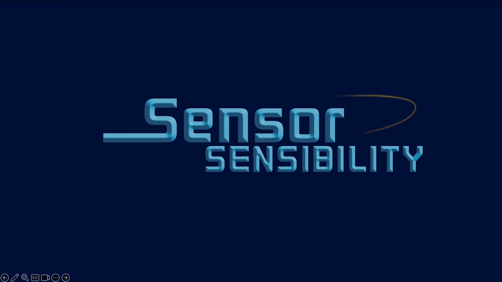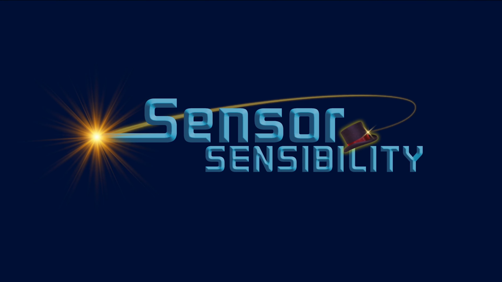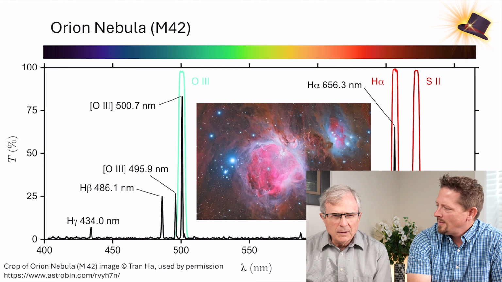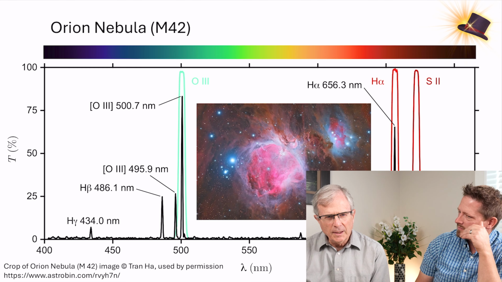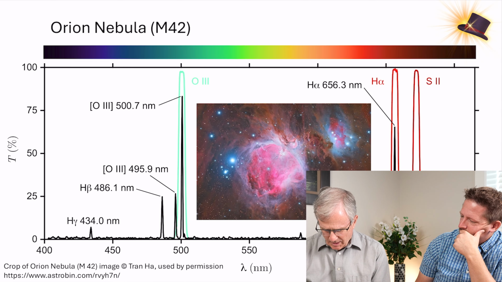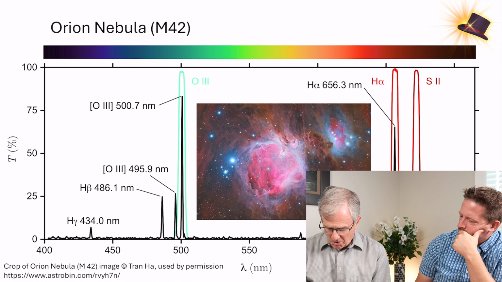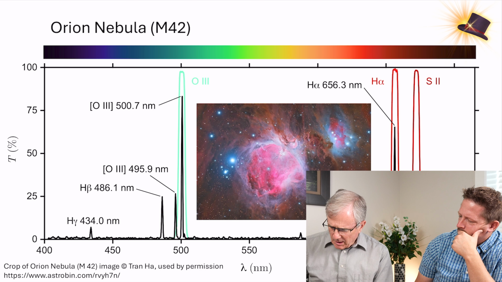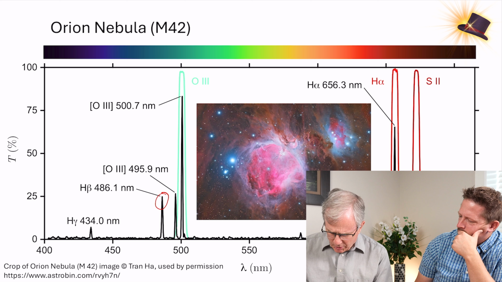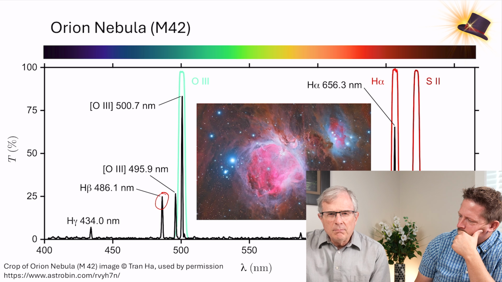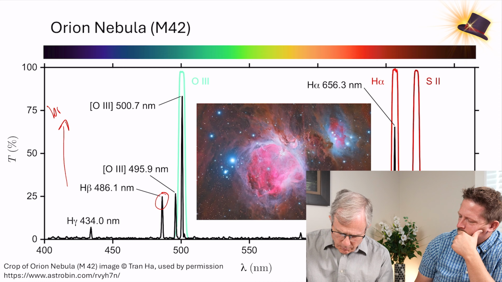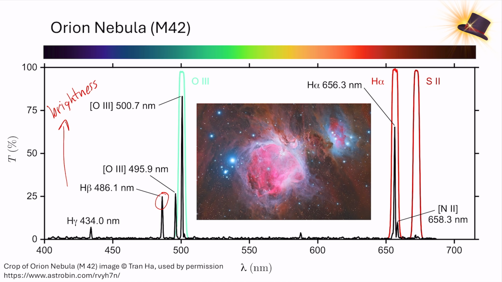Let's talk sensor sensibility. This is a spectrum taken for the Orion Nebula, the famous one, and a beautiful photo taken by Tran Ha, who gave us permission to show this image. What you're seeing here in the black curve is measured brightness as a function of wavelength.